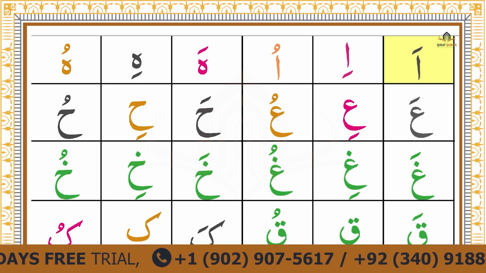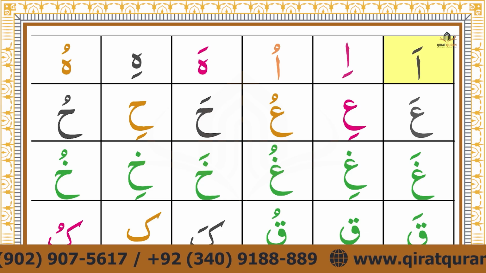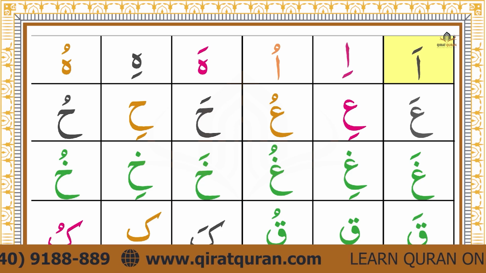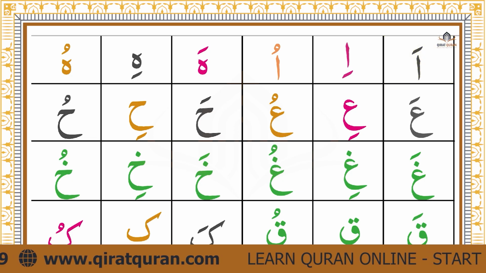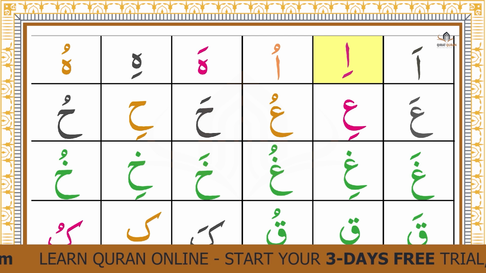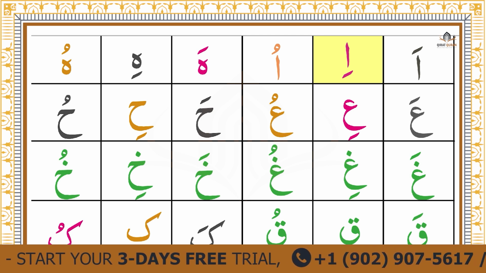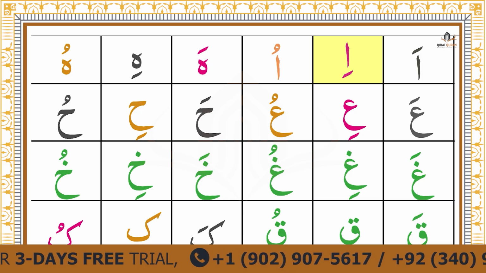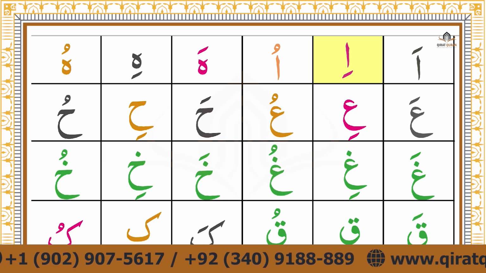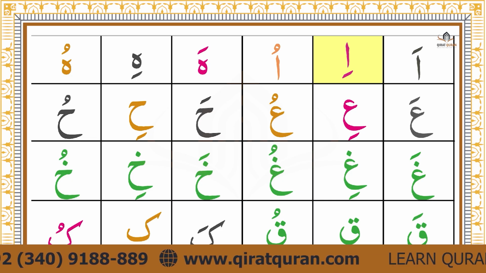Hamza, Fatha, A. A is the sound of this letter. When Hamza has Fatha on the top, the sound will be A. Then this next one, Hamza, Kasra, E. When Hamza has Kasra at the bottom of it, the sound will be E.